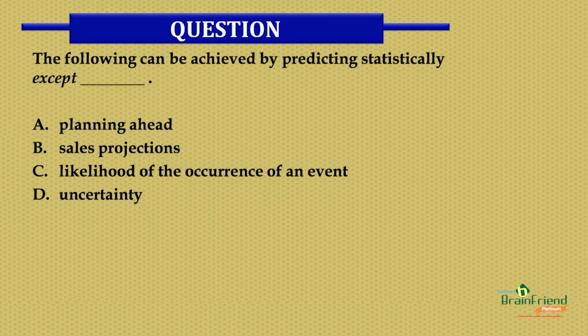Lastly, question 2. The following can be achieved by predicting statistically except A, planning ahead, B, sales projections, C, likelihood of the occurrence of an event, or D, uncertainty. The correct answer is option D, uncertainty.